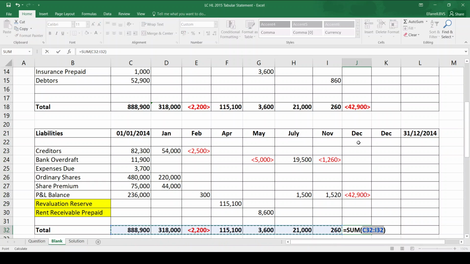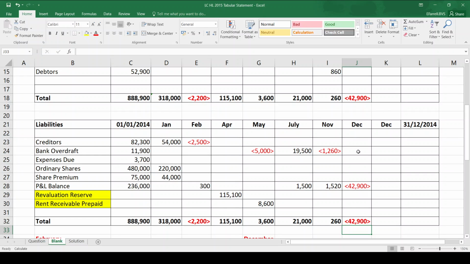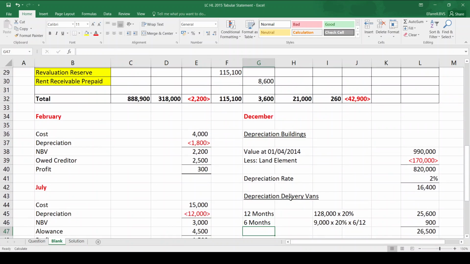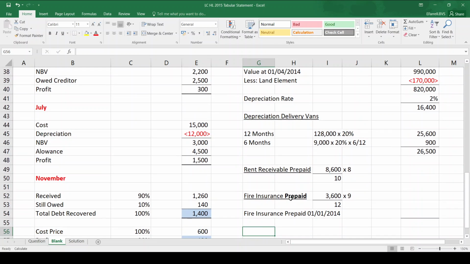So again, if I total these, it should come to minus 42,900. Now the last thing I have to do in December is tidy up the due and prepaid part of the bank statement in May. So again, I'm going to do a working for this.